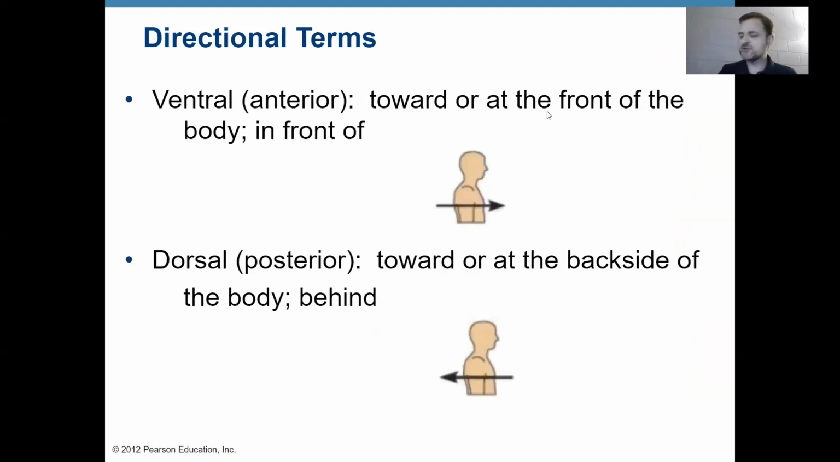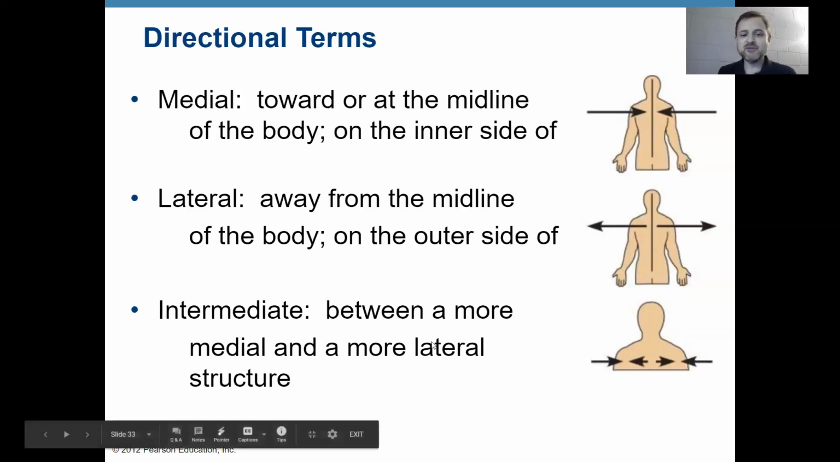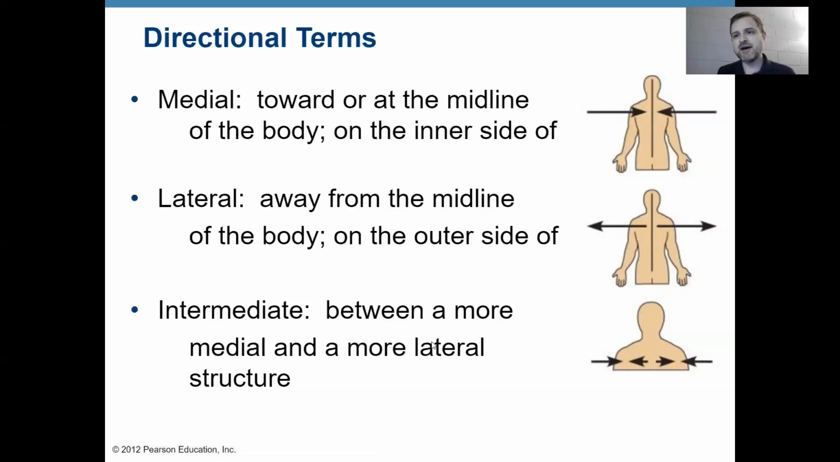Ventral means in front of, dorsal means behind or the backside of. So my nose is ventral to my brain. My spinal column is dorsal to my lungs. Medial means closer to the midline. My heart is medial to my elbow. Lateral means further away from the midline. So my thumb is lateral to my belly button. Intermediate means between a more medial or more lateral structure. So you could say that my elbow is intermediate of my shoulder and my fingers. Means basically in between.